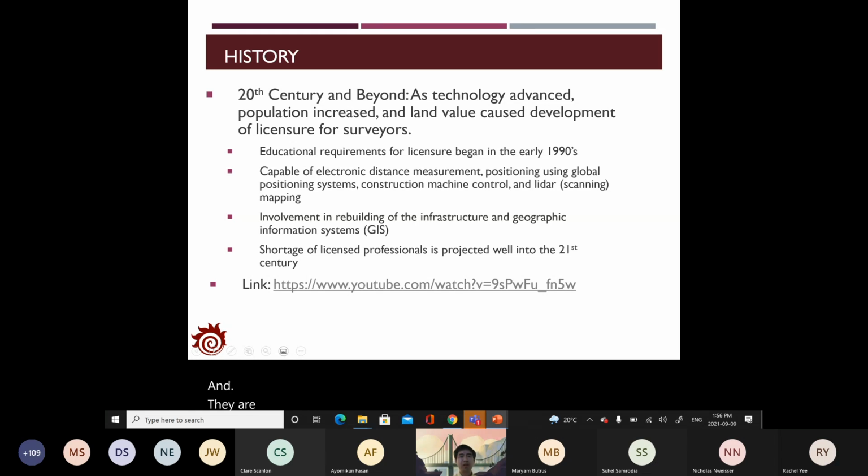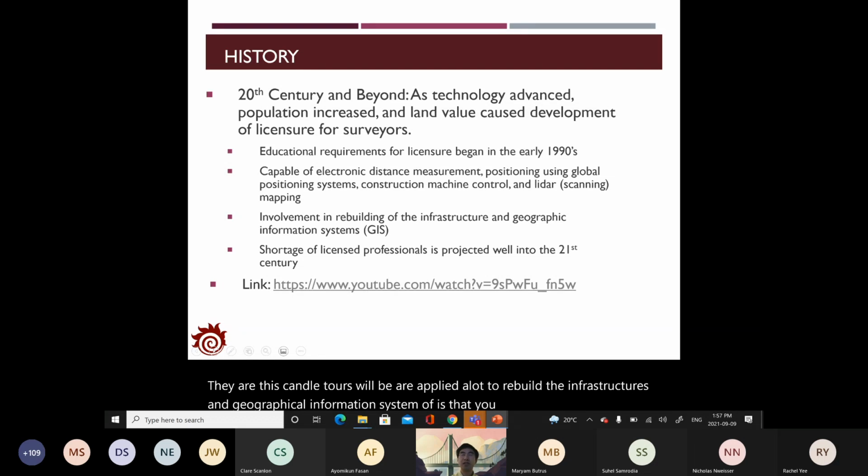These kinds of tools are applied a lot to rebuild infrastructure and in the geographic information system. With that, you can find this is very helpful for the current navigation system and also different construction work. And even nowadays, we still need a lot of licensed professionals in the surveying area. So it's a very good career for you to gain the skill in surveying.